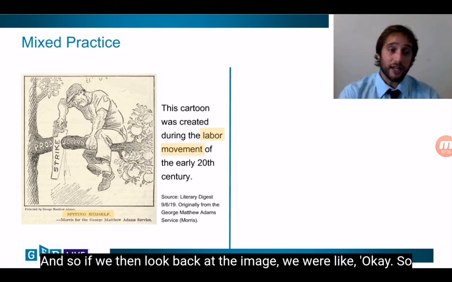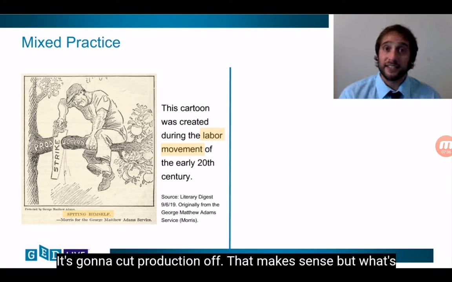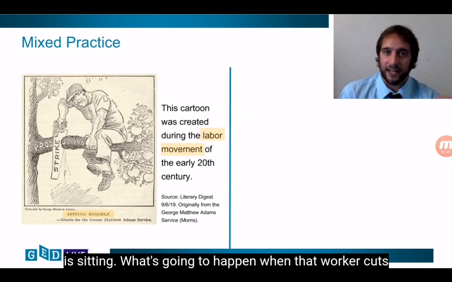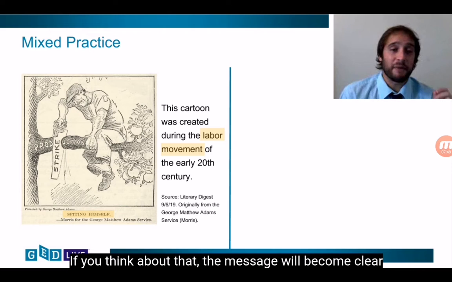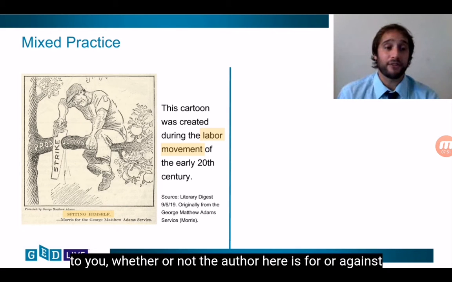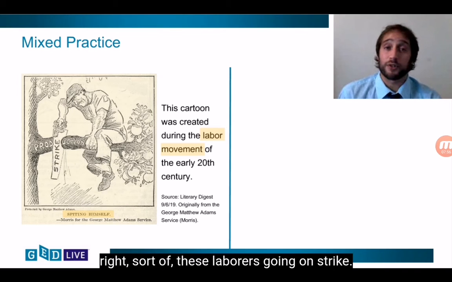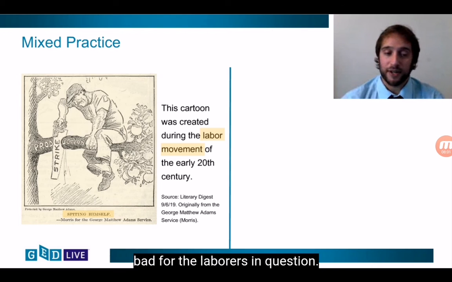And so if we then look back at the image, we're like, okay, if the laborer strikes, the laborer is going to cut production off. That makes sense. But what's the real message here? Well, look at where that laborer is sitting. What's going to happen when that worker cuts completely through production with the saw? If you think about that, the message will become clear to you whether or not the author here is for or against these laborers going on strike, whether or not the author thinks it will be good or bad for the laborers in question.